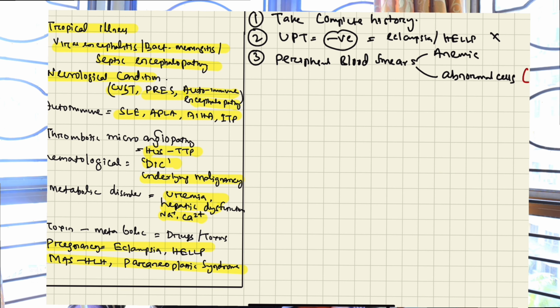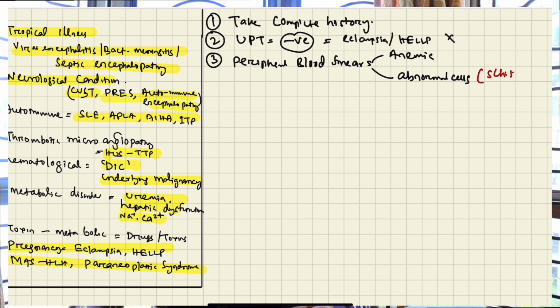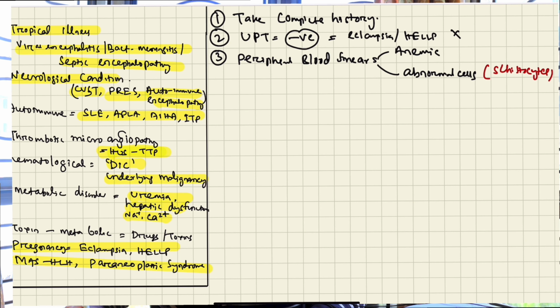We are mostly looking for schistocytes because as you've seen in our differential, we have a differential of thrombotic microangiopathy, TTP. So in TTP, thrombotic thrombocytopenic purpura, the diagnostic or pathognomonic finding in the peripheral blood smear is the schistocytes, right? So we have to look for it.